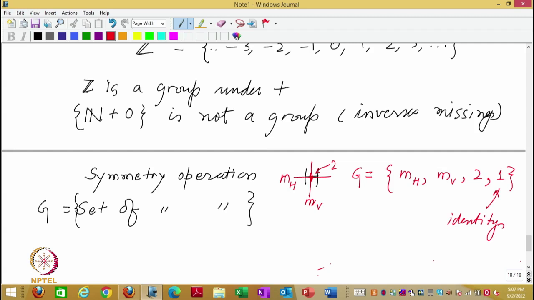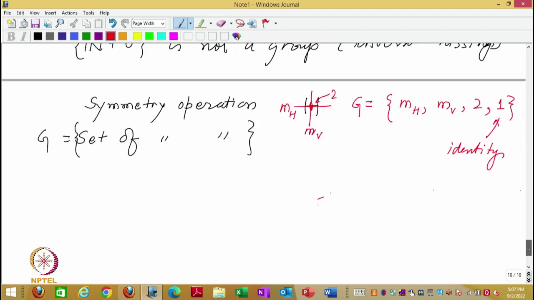But the symmetry operations are themselves elements now, they are elements of the set. So, elements of the set are operations, but for a group we require a binary operation. So, we require another operation which combines these two elements or any two elements in this. What will that operation be? Two times, one after another. So, followed by.